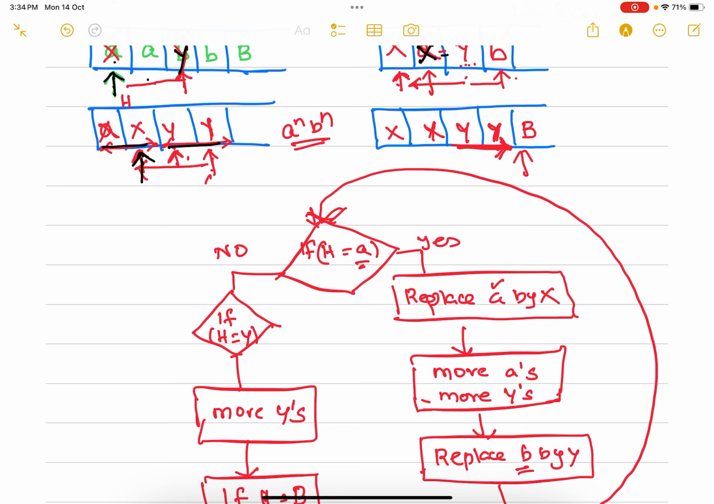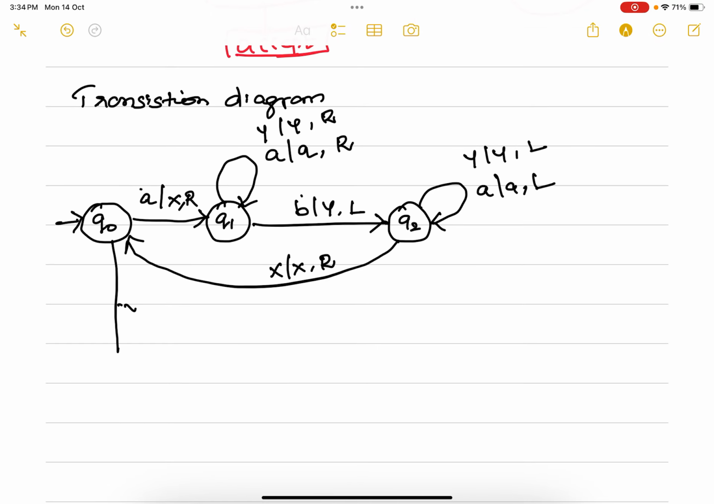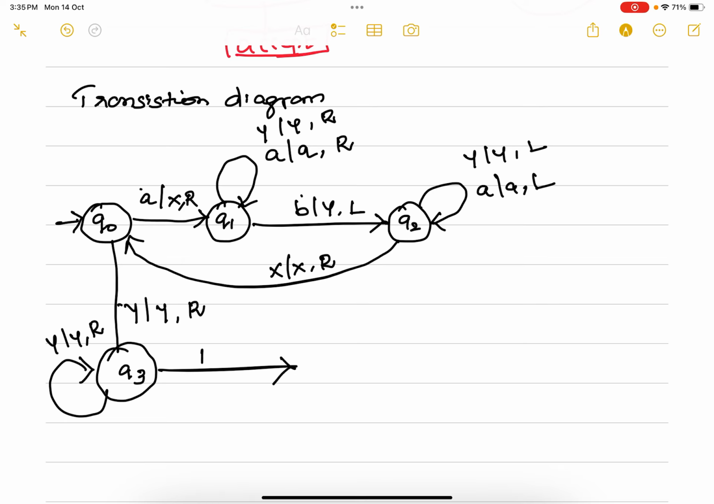When Y is coming instead of A, it means that we have traversed all the A's. So for every A, we have found a matching B. Now we need to confirm that there is no more B at the end. So if Y comes, replace that with Y and move towards the right, and you need to give a transition only for Y. Okay, so this is Q3. Now after that, if blank comes, you replace that with blank and halt. That is going to be our accepting state, Q4.